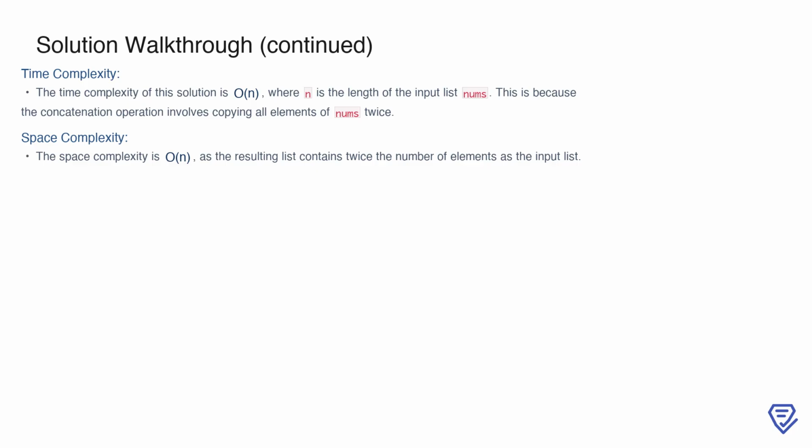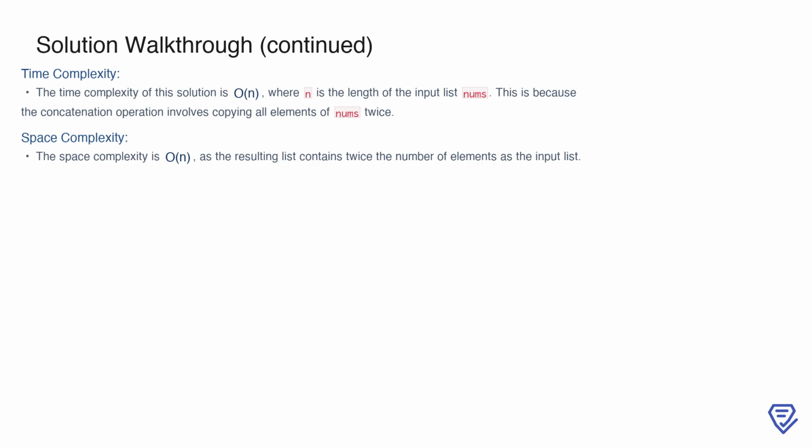The time complexity of the concatenation operation is O(n), where n represents the length of the input array nums. This is because the operation involves copying each element of nums twice, once for the original array and once for the appended array. In terms of space complexity, the solution also requires O(n) space. This is because the resulting array is twice the size of the input array, which means we allocate additional space proportional to the input size.